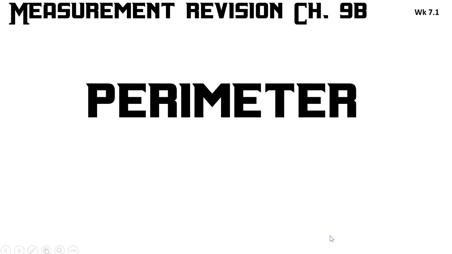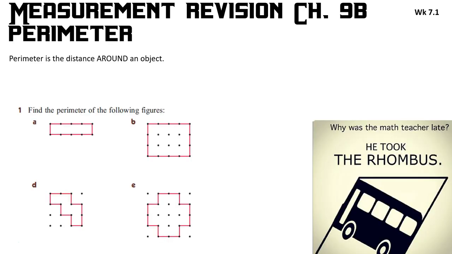Now we're looking at perimeter. So perimeter is the measure of the distance around an object. So if you had a square and you were to walk completely around the outside, how far you would walk is its perimeter. In these questions, I want you to figure out what the perimeter is.